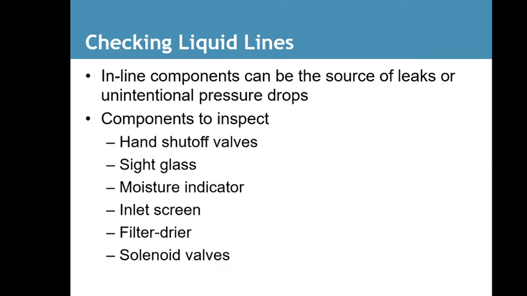Checking liquid lines. In-line components can be a source of leaks or unintentional pressure drop. Components to inspect: hand shutoff valves, sight glass, moisture indicators, inlet screens, filter dryers, and solenoid valves.